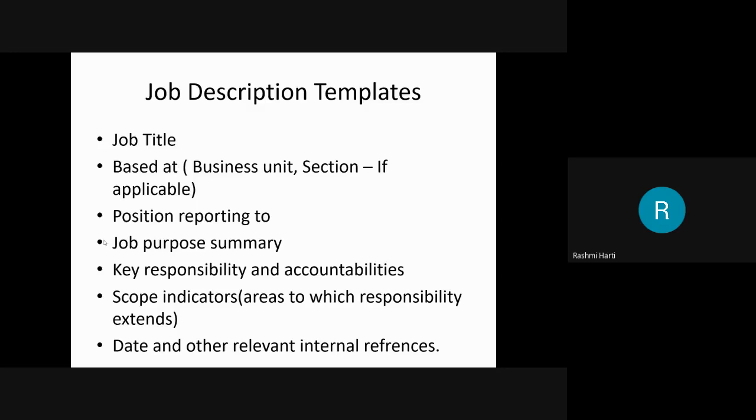Then the job purpose summary, which is a two-line summary of the purpose of the job. Then key responsibilities and accountabilities in the job. Then scope, the areas to which the responsibilities extend. And the date and other relevant internal references are put forth in this job description template.